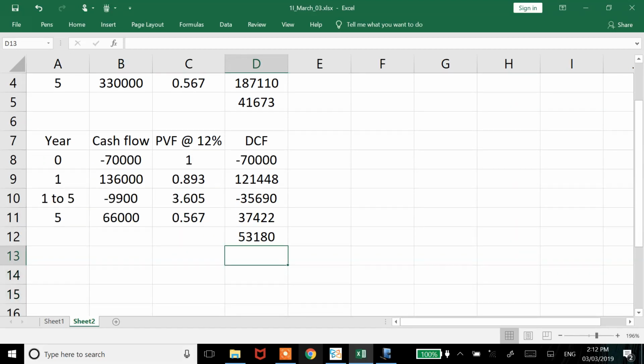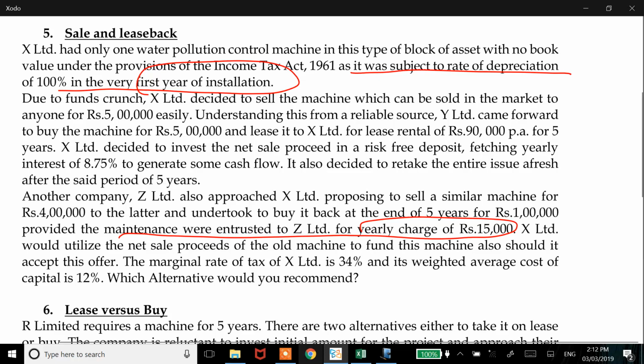You can write the final answer. The company should go ahead with option 2, in bracket Z Limited's offer. So I will sell my old asset and buy a new asset in that place.